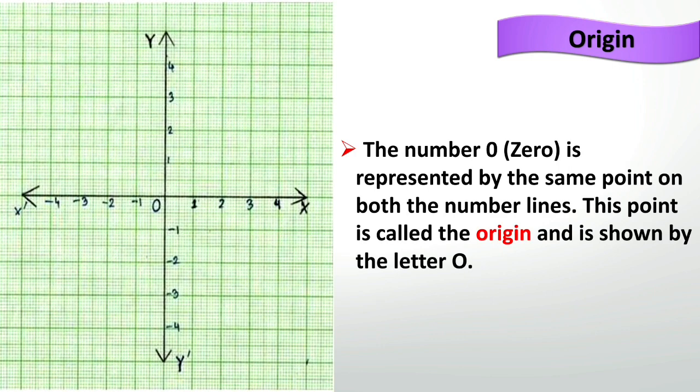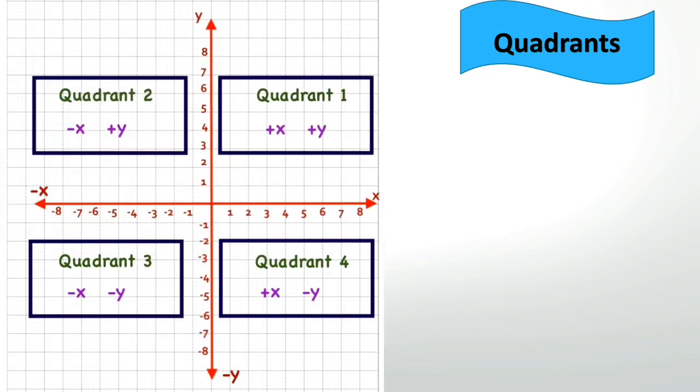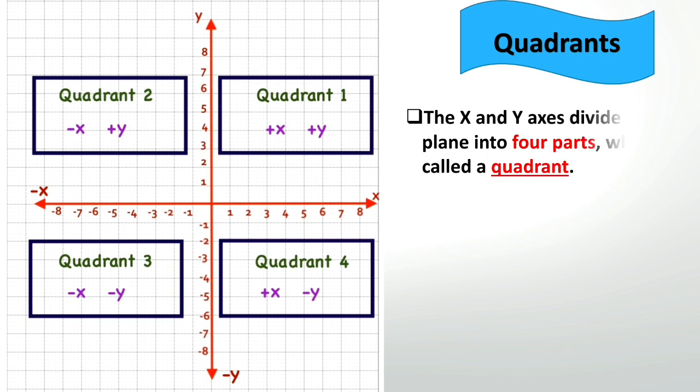Students, there is an intersection between the x-axis and y-axis. Number 0 is represented by the same point on both the number lines. This point is called origin and is shown by the letter O. Children, the next concept is quadrant. If you see the figure in your screen, when we make x-axis and y-axis, they divide the plane into 4 equal parts. The x and y axis divide the plane into 4 parts, which are called quadrants.